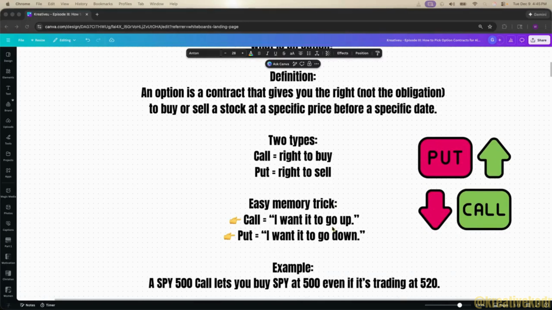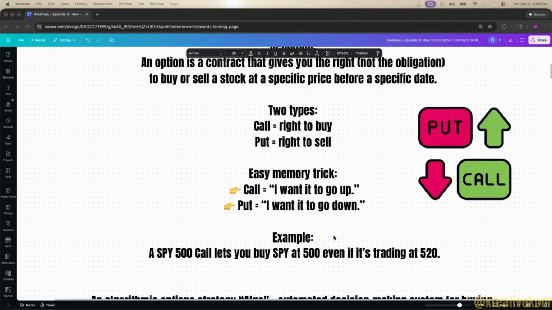So an easy memory trick that I use all the time: whenever I buy a call option, I want it to go up, right? Or I'm bullish on the market, right? What do bulls have? Bulls have horns, and those horns point up, right? So if I'm bullish on the market, I'm buying a call option. If I'm buying a put option, I want it to go down. So I'm bearish on the market, right? What do bears have? Bear paws, and they swipe down, right? So you want the market to go down. So an example, SPY, the S&P 500. This is the top 500 companies within the New York Stock Exchange. A SPY 500 call lets you buy SPY at 500, even though it's trading at 520, right?